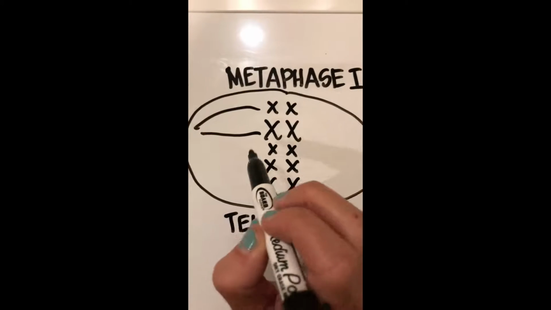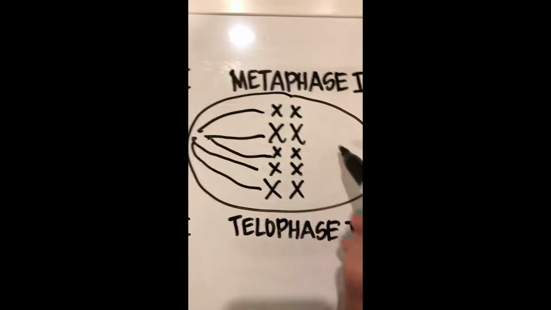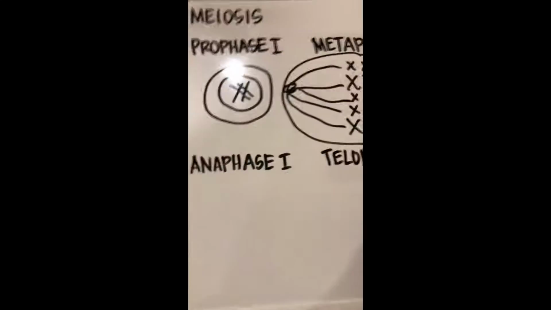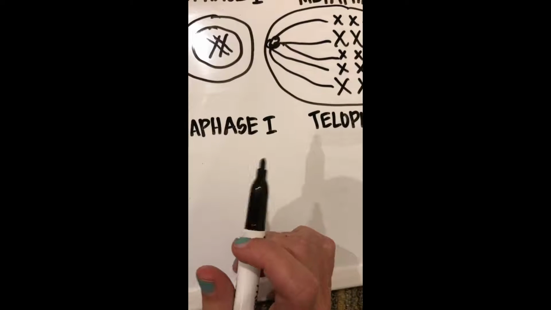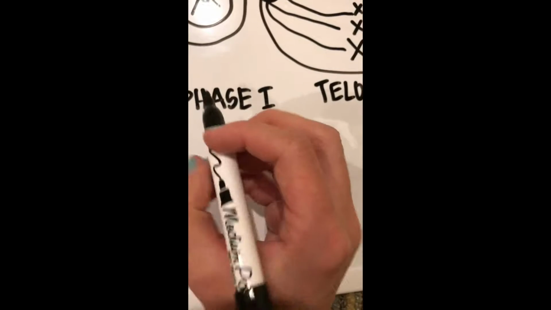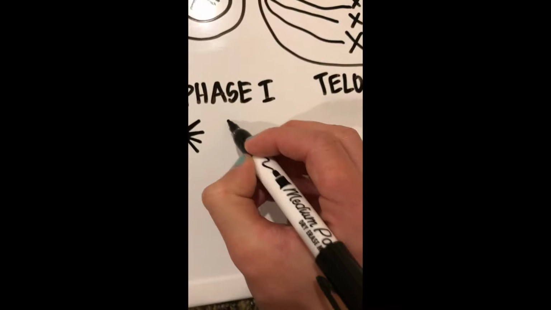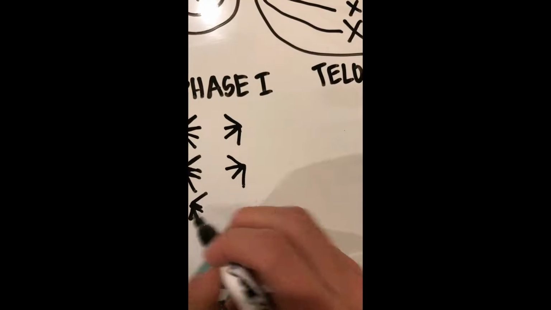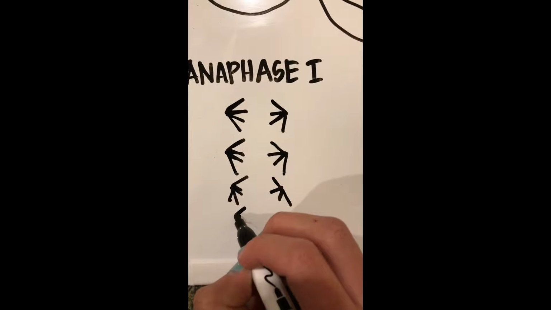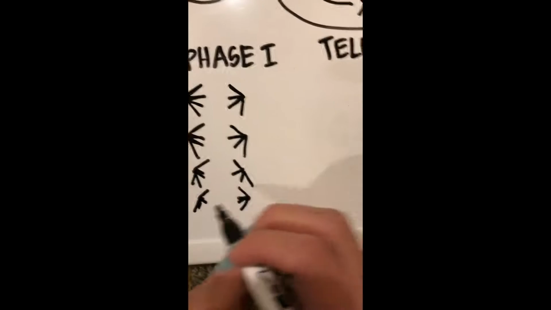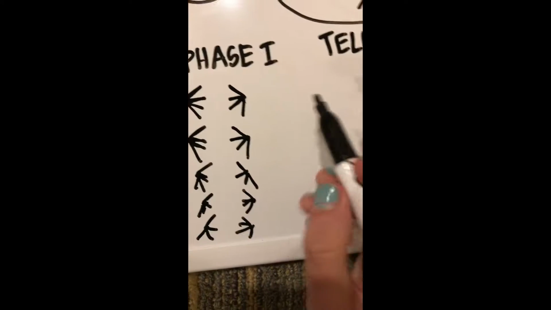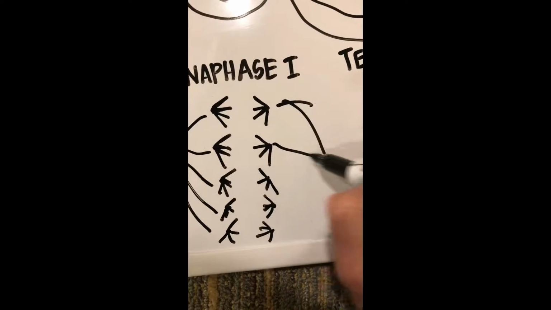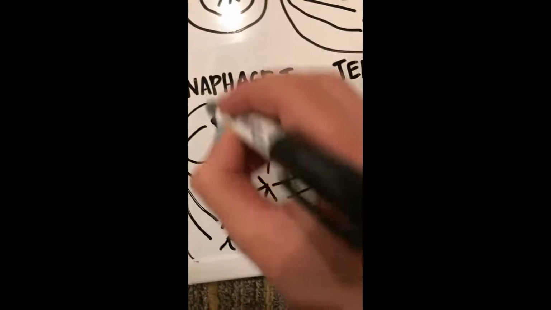The spindle fibers, and then here are the centrioles at the end. Then we get to anaphase 1, which is where the chromosomes are pulled away by the spindle fibers. You'll see stuff like this happening. I'm trying to draw it as clearly as I can. They're being pulled away by the spindle fibers, and the centrioles are at the end, so this is the whole thing.